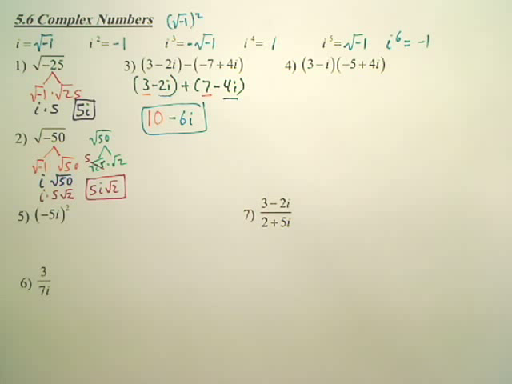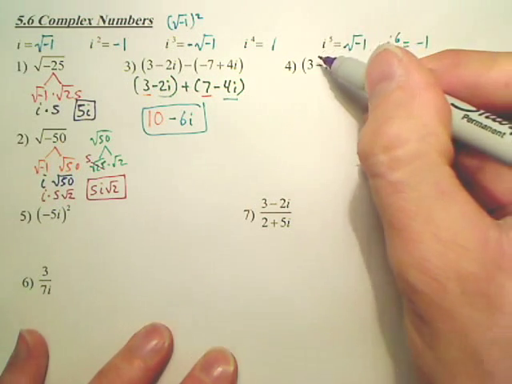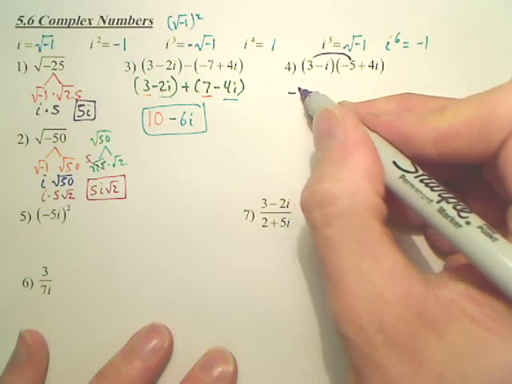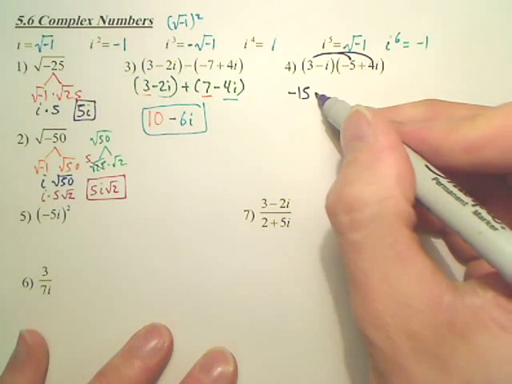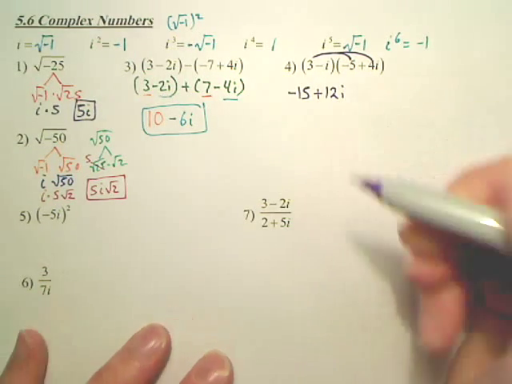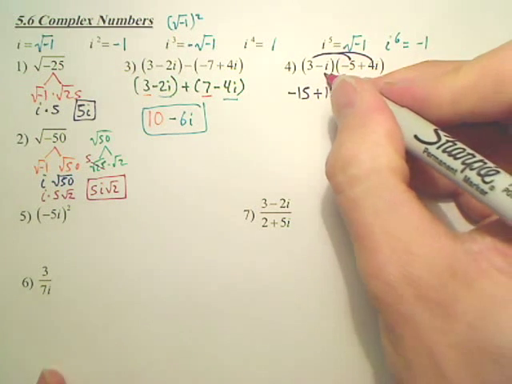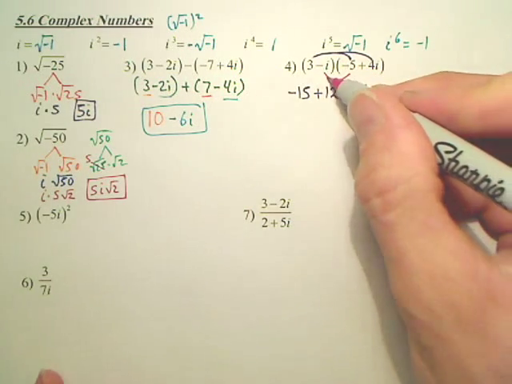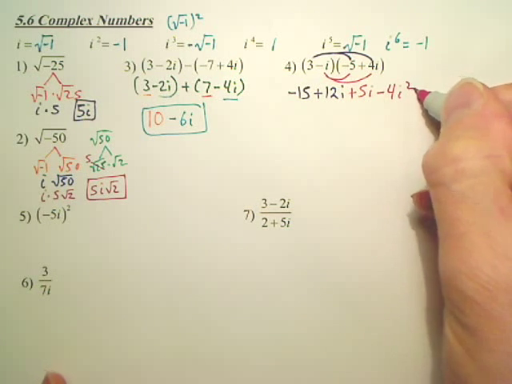Here, we are multiplying imaginaries. Again, treat i like a variable. How do you multiply things like this? It's FOIL. First, you multiply these two. You get -15. Then you multiply these two. You get 12i. Then you multiply these two. You get positive 5i. And then you multiply these two. And you get -4i squared.